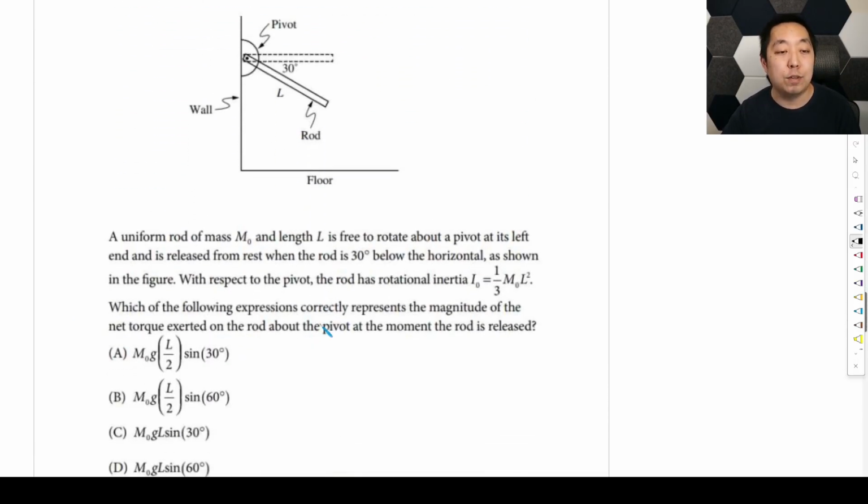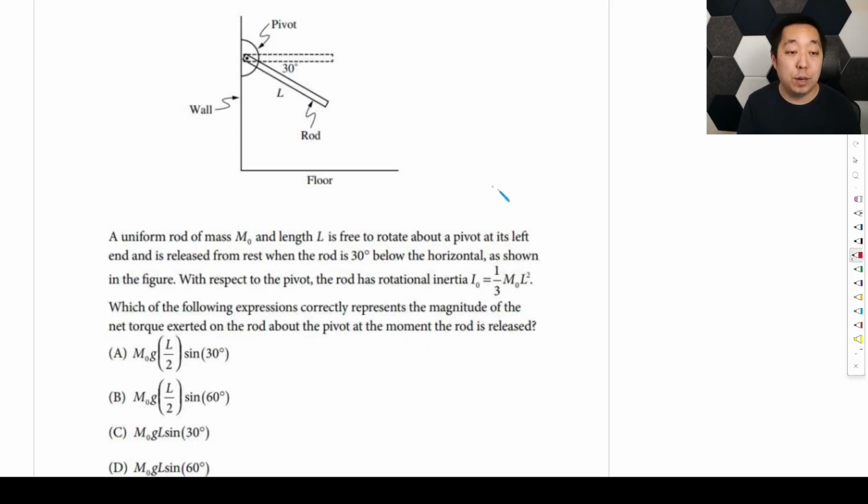Let's take a look at a few questions here. So we have a uniform rod of mass m0 and length L that is free to rotate about the pivot on its left end. It is released from rest when the rod is 30 degrees below the horizontal. With respect to the pivot, the rod has a rotational inertia of 1/3 m0 L squared. Which of the following expressions correctly represents the magnitude of the net torque on the rod about the pivot the moment the rod is released?